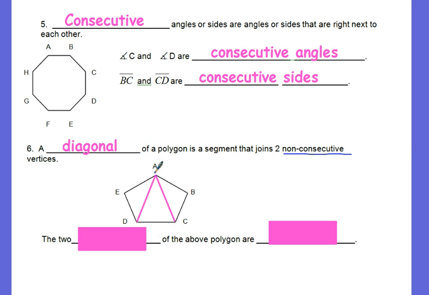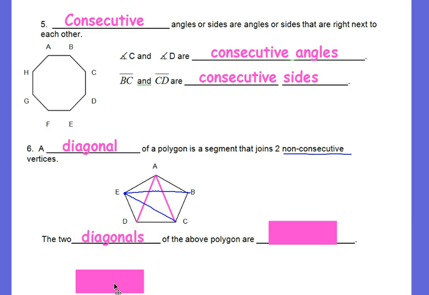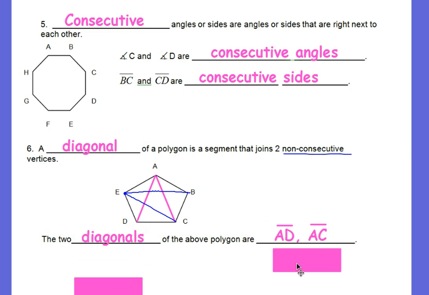Now you could draw more diagonals from different points, but you'll get the same number actually. Like if I picked point E, I'd have a diagonal here, and I'd have a diagonal there. There's just two. And as it says here, the two diagonals of the above polygon are AD and AC. So if I said draw all the diagonals, you don't have to draw all of them. You just need to pick one vertex and draw all the possible diagonals from that vertex. That's typically how we'll do diagonals. And diagonals are important because they're going to help us figure out the interior angles of a polygon, which we'll do in a little bit.